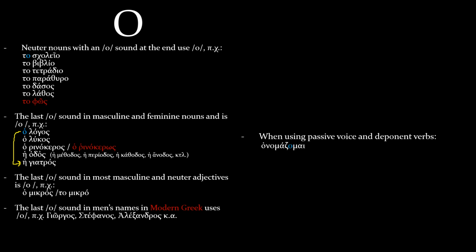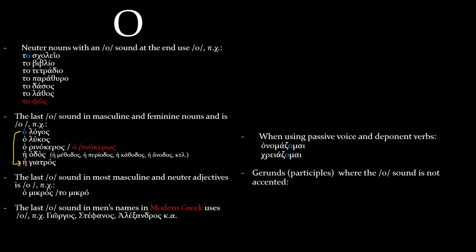We also have the passive voice and deponent verbs. Now, if you don't know what those are, I do have videos here on my channel about them. Basically, these are the verbs that end in -ome. So, like onomazome, I am named. Okay, that is a passive voice verb, because when I say I am named George, it doesn't tell you who it is that names me that. That's a passive voice verb.